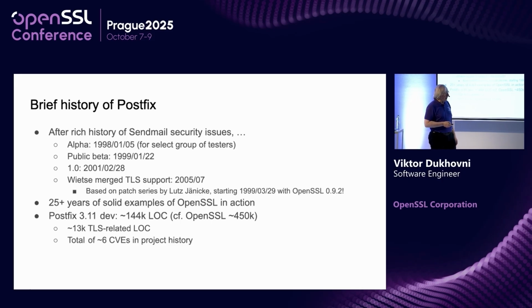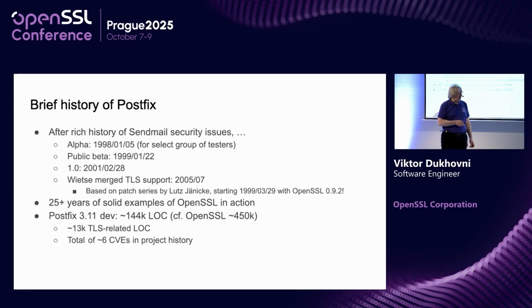But anyway, Postfix was an alpha release to a very select group of people who Wietse knew and trusted to help him improve the system in '98, public beta in '99, then 1.0 came out in February 2001, and I actually started using it a few months later. Wietse merged TLS support into Postfix in 2005, but prior to that, Lutz actually contributed Postfix TLS support right after the beta, just a couple of months after the beta.